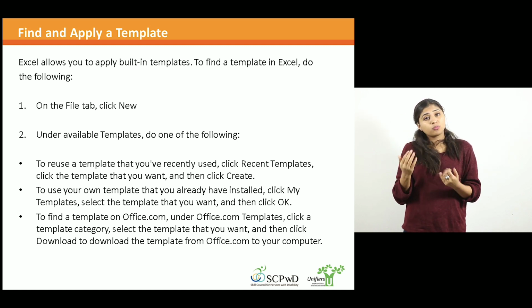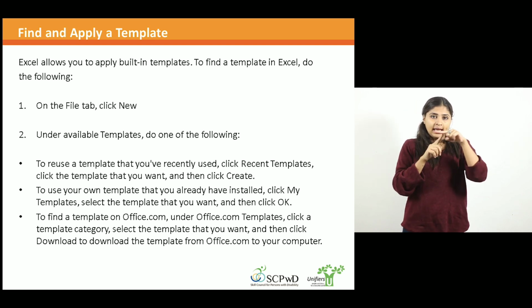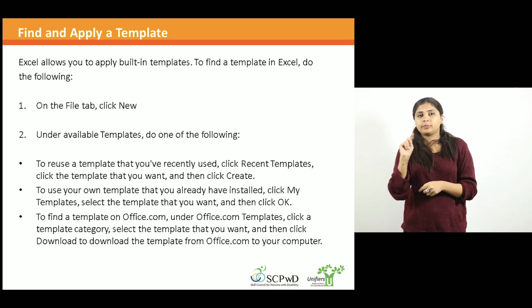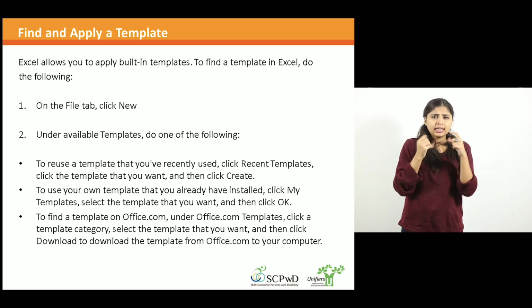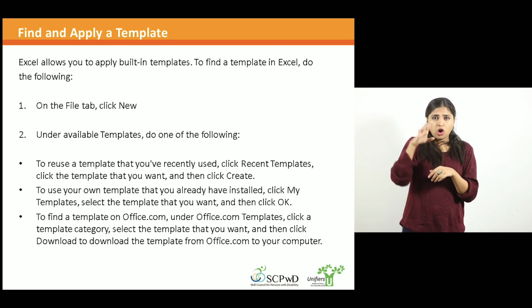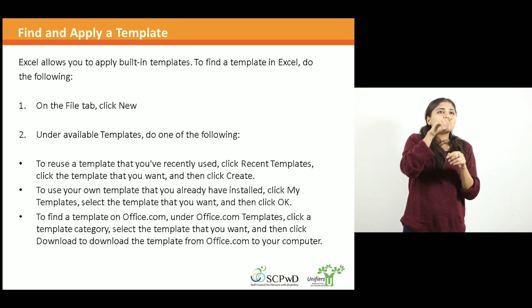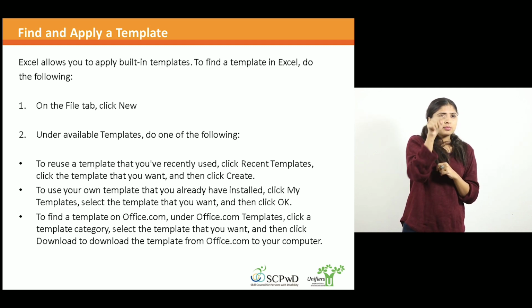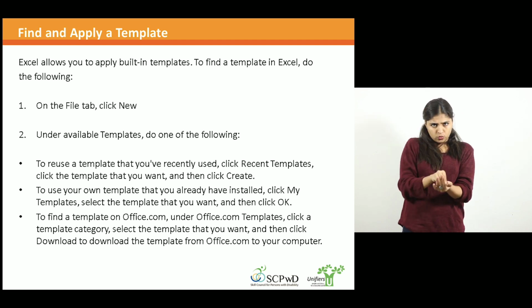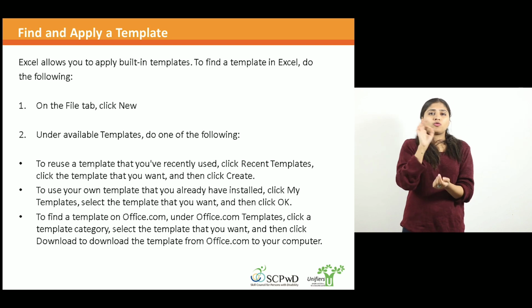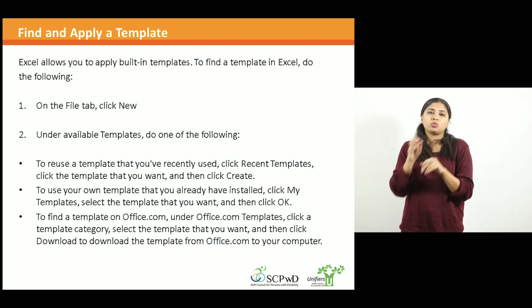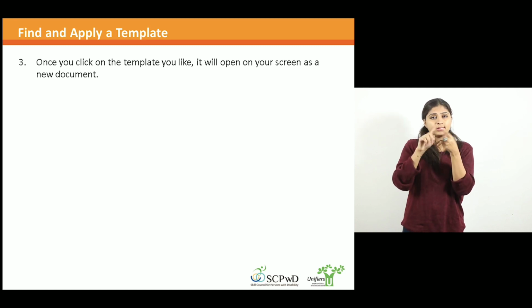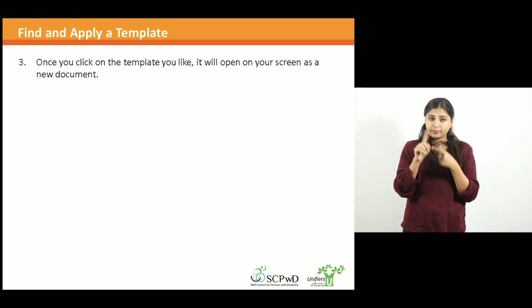To use your own template that you already have installed, click My Templates, select the template that you want and then click OK. To find a template on office.com, under office.com templates, click a template category, select the template that you want and then click Download to download the template from office.com to your computer. Once you click on the template you like, it will open on your screen as a new document.